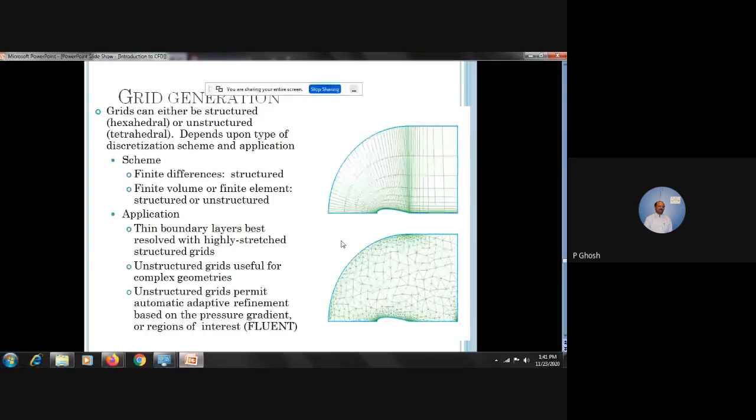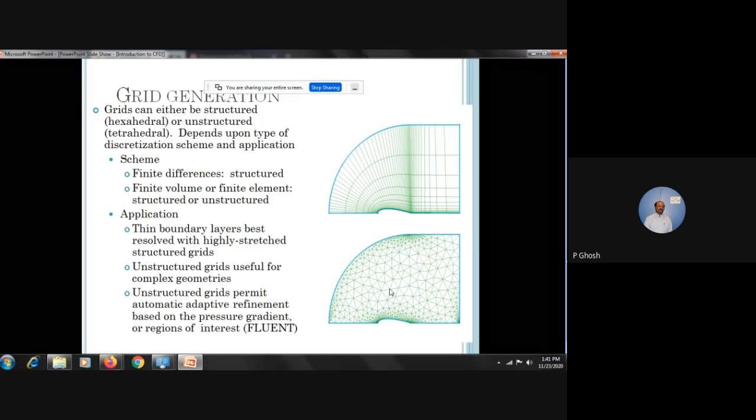Now, grid generation is one of the key points of this CFD process. That is, I am filling up this entire geometry with a known structure, a triangular structure, or I have a radial kind of structure. In schemes like finite difference, that gives you a structured grid; these are the unstructured grids. Applications like thin boundary layers are best resolved in highly stretched structured grids like these. And unstructured grids are usually used for complex geometry. Otherwise, you can't even go about it.